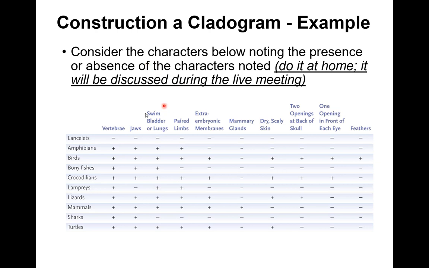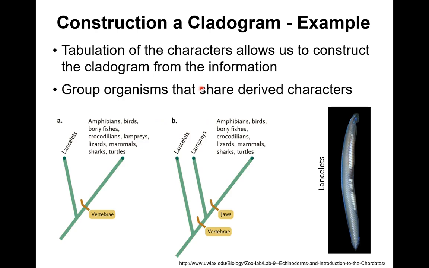For example, in this case, you could generate a cladogram, and we will do that together in a live meeting. So you can actually separate all these groups of organisms that you have under analysis right now based on different derived characters, which is the presence or absence of vertebrae, the jaws, the swim bladder, feathers, and so on, into smaller and smaller clades, coming out with cladograms that look like this.